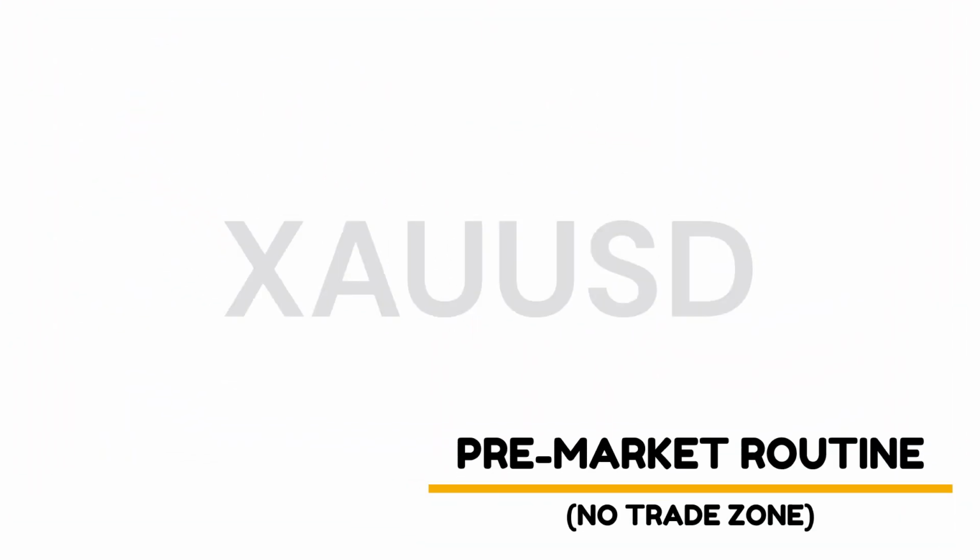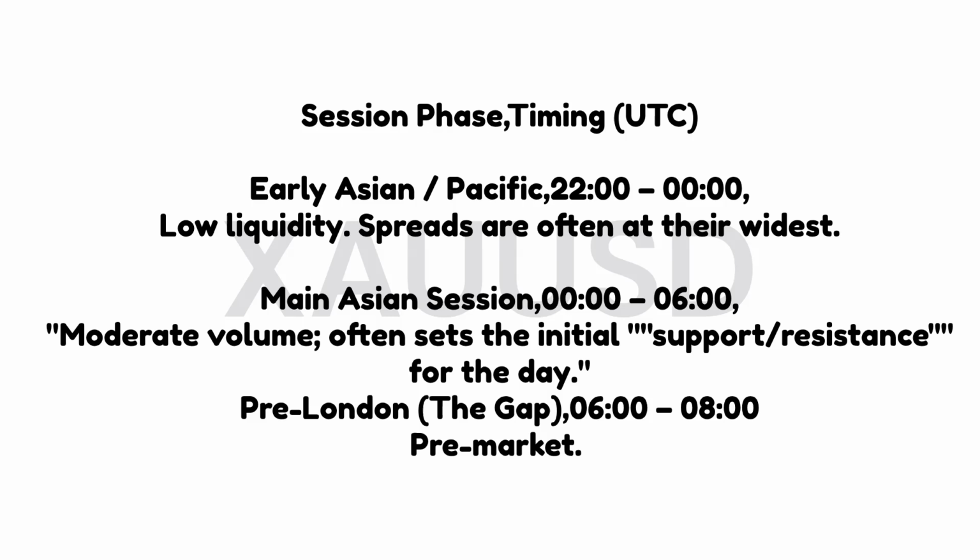Section 2. Pre-market routine, no trade zone. Now let us open the gold to USD chart. When trading gold, the pre-market period generally refers to the transition between the quiet Asian session and the high-volume London Open. Because gold is a global commodity, it doesn't have a single opening bell like a stock, but the liquidity builds in very specific stages. Here is the breakdown in UTC, Coordinated Universal Time. If you need more details, check the description.